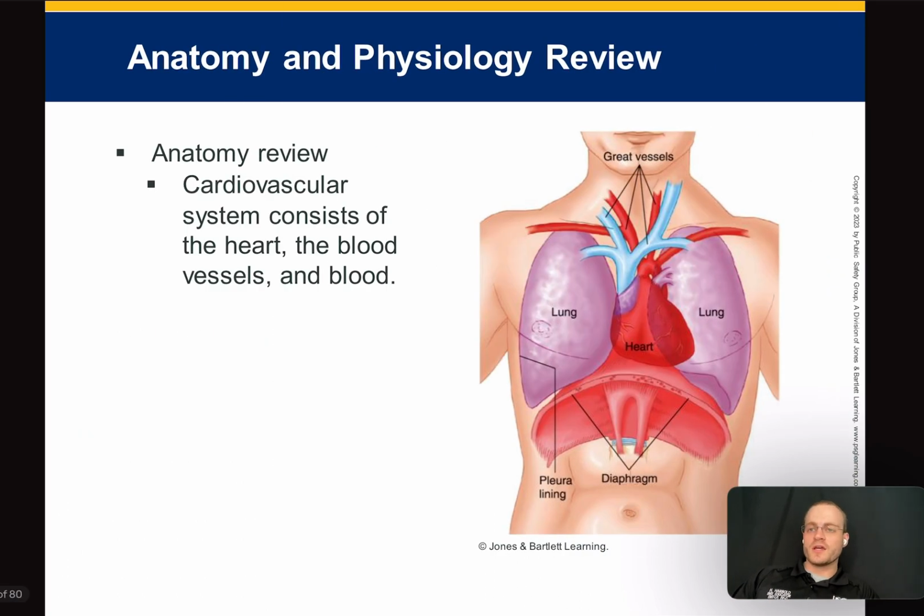I think it's exciting. So, real quick anatomy review. Where does the heart sit? It sits in the center of the chest, right up underneath the sternum, in the mediastinal space, right here. Now, with that said, this is the patient's right, and this is the patient's left.